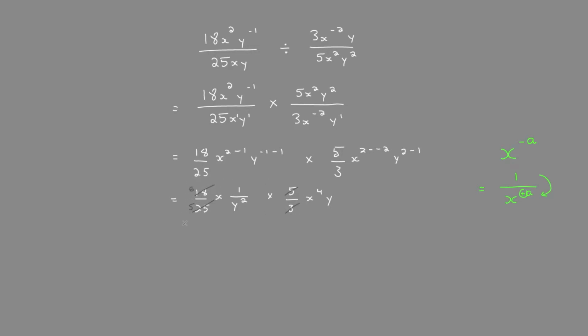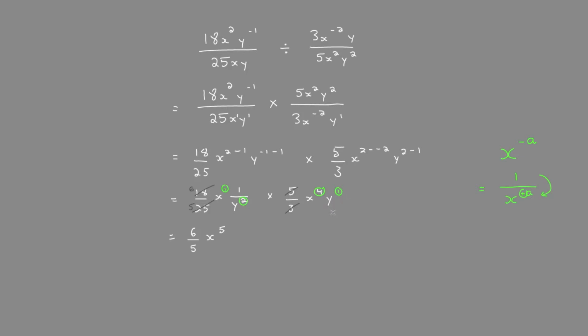3 6s in 18. The other thing we can do is simplify the x's. So we have x to the power of 1 and x to the power of 4. And here we have y to the power of 2 in the denominator and y to the power of 1 in the top, or the numerator. So we'll apply some more exponent rules. So we have 6 over 5, times x to the power of 1 plus 4, which gives us 5.